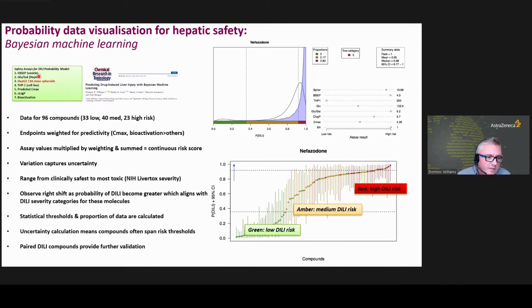So the data from each of these assays has been gathered for 96 compounds, 33 no DILI compounds, 40 medium DILI risk compounds, and 23 high risk compounds. Each of these endpoints is then weighted for its predictivity. And so things like Cmax and bioactivation tend to have a heavier weighting versus the other inputs, even though they all add to the predictivity. And then the IC50, the assay values, are multiplied by the weighting and then added together to give a continuous risk score.